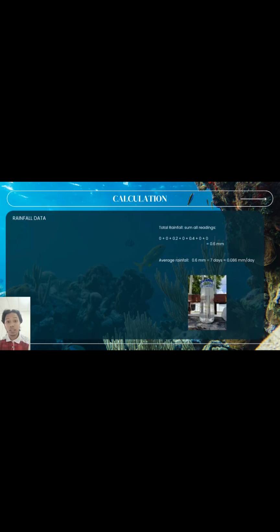So for calculation data, first thing is rainfall. We need to sum up all the cumulative water levels that we get from the daily data, which is 0.6, and then we divide by 7 days to get 0.086 millimeter per day. We need the data in per day.